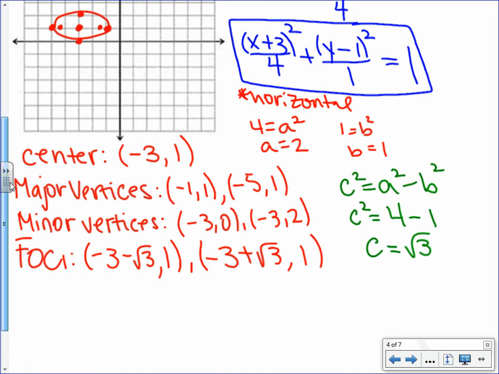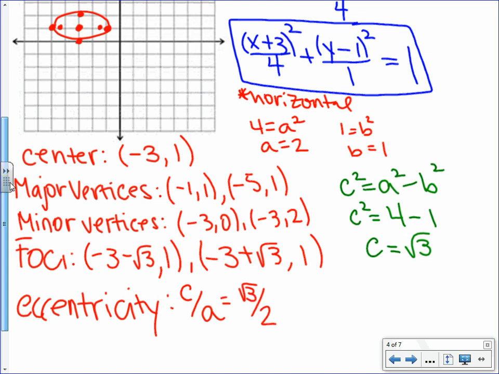Okay. Very quickly, let's talk about eccentricity. How do we find it? C over A. So since C is radical 3 and A is 2, eccentricity is radical 3 over 2. Have we needed our calculator for any of this? We have not. Questions on this example?